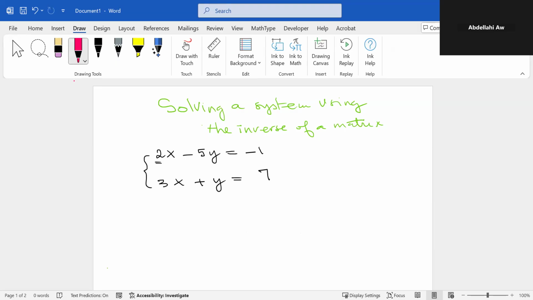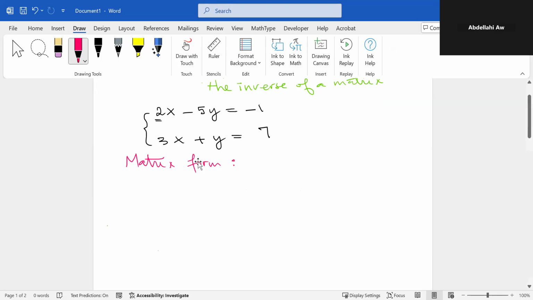Okay, so at first, let's see how to write this in the matrix form. This is the first thing we have to do. Write this in the matrix form. Of course, which means a 2 by 2 matrix times a column matrix equal to another one, right? So how to write the 2 by 2 matrix? Not complicated. It's just about the coefficients of the variables.